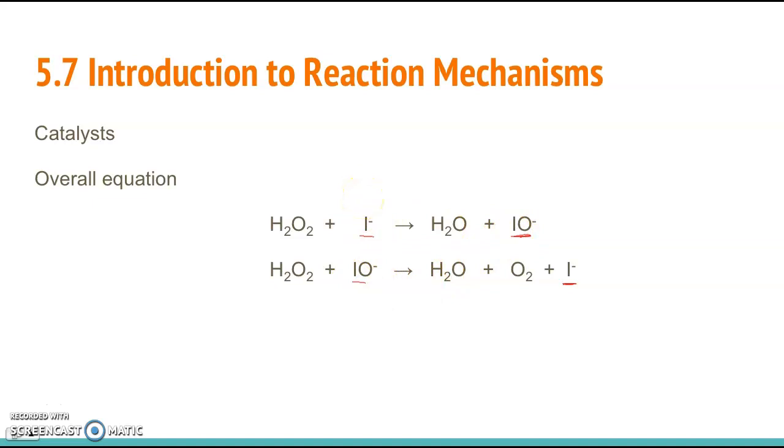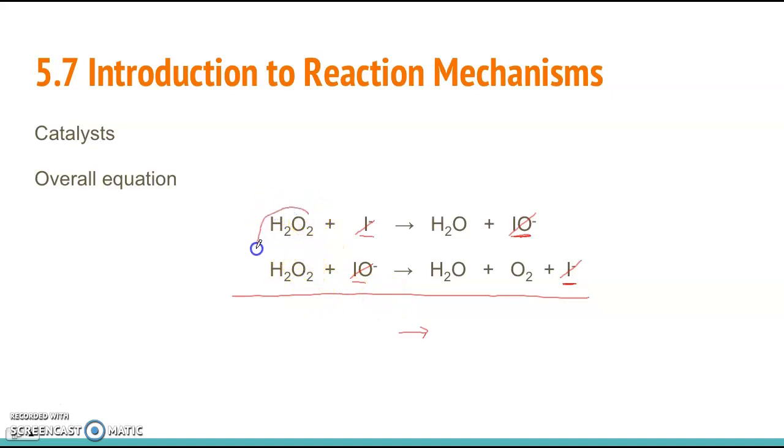Then the last thing you want to be able to write out from a mechanism is the overall equation. We want to put all the steps together, in this case only 2, into one overall reaction. Intermediates and catalysts do not show up in the overall equation. They end up canceling out. So the iodide and IO negative cancel. Then we combine like terms on the same side of the equation.